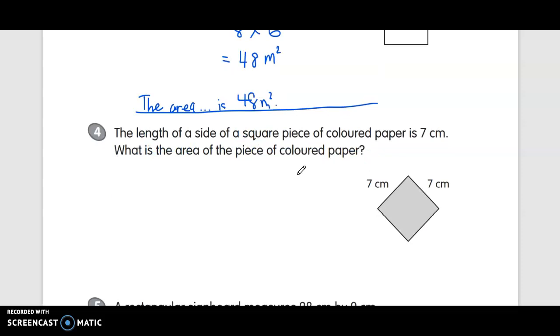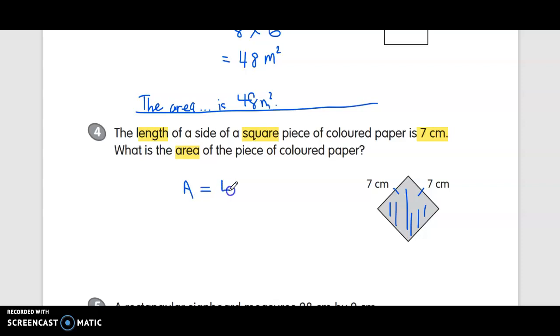The length of a side of a square piece of colored paper is 7 cm. Now remember, highlight this keyword, it is a square. And the length of the side is 7 cm. Okay, so what do we need to find out? What is the area of the piece of colored paper? So children, remember the property of a square is that all the sides are the same. So if this is 7, this is 7. So how do I find the area? That means the inside.